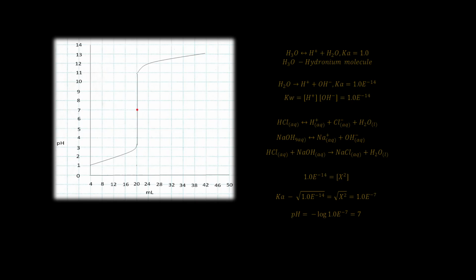Since the solution would have a pH value of approximately 7, the choice of indicator would naturally be bromothymol blue, having a pH range between 6.0 and 7.6.